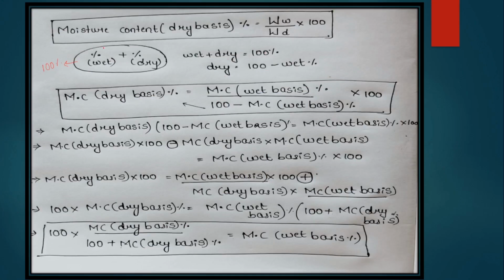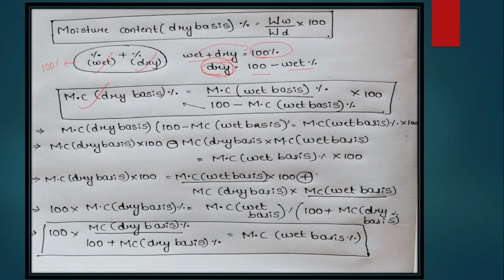Let us assume the total matter of the food sample is 100%. In this, there is some percentage of wet matter and some percentage of dry matter. So, we write it as wet plus dry is equal to 100%. When we want to calculate only the dry percentage, we move the wet to that side, that is 100 minus wet percentage. Then we get the dry matter percentage.